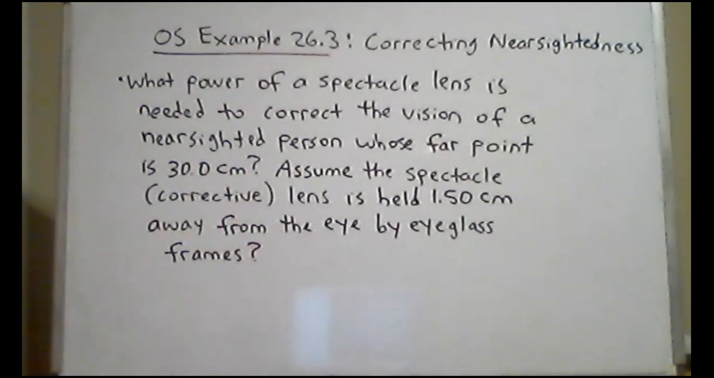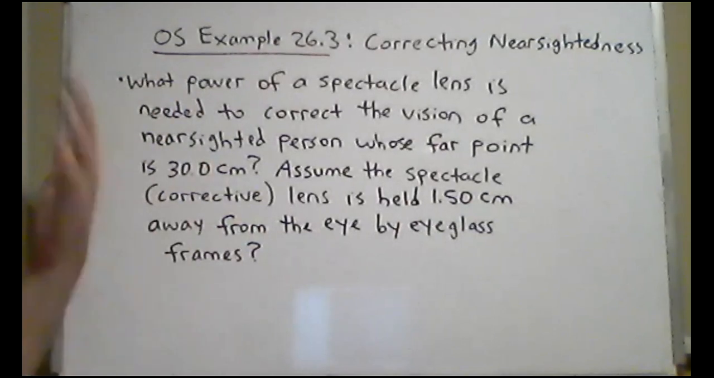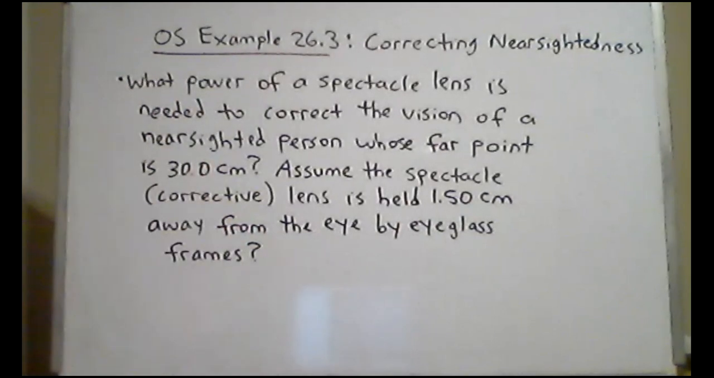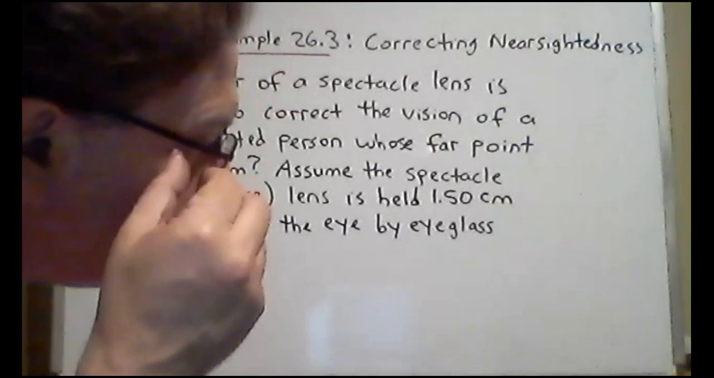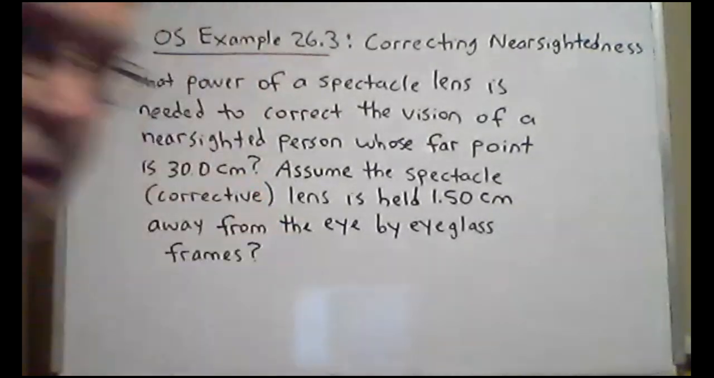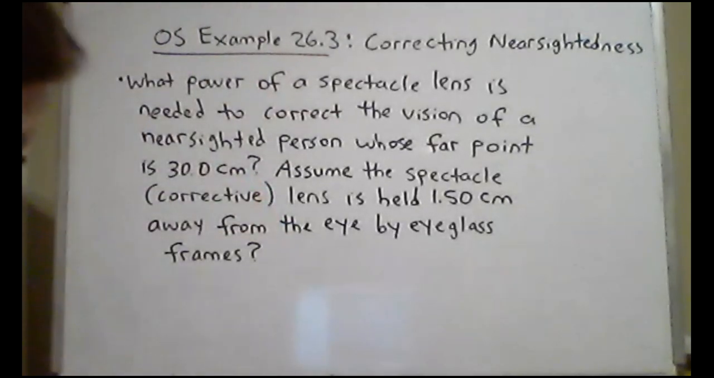What power of a spectacle lens is needed to correct the vision of a nearsighted person whose far point is 30.0 centimeters? So you go to the doctor's office, and he or she is going to do a set of tests and figure out what your far point is. Assume the spectacle corrective lens is held about 1.50 centimeters away from the eye by eyeglasses. So if you look at me in my glasses, imagine there being a 1.5 centimeter distance from my eye to the spectacle lens. Okay, that's what we're talking about.